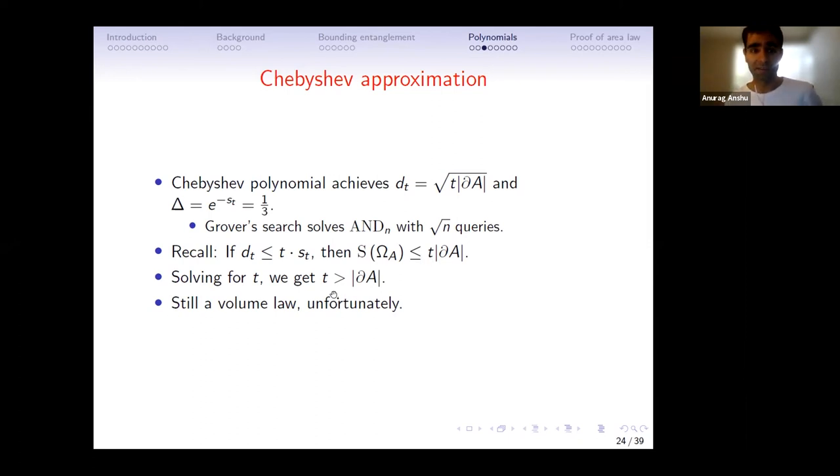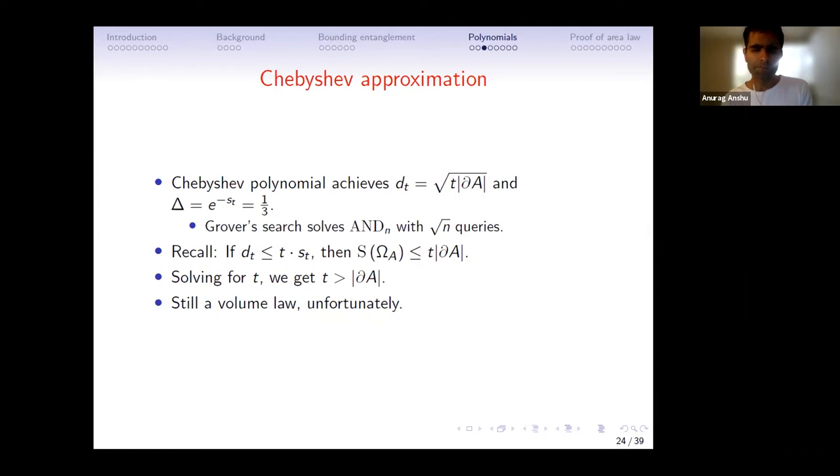And as a result, the Chebyshev approximation, which works very well in 1D, where the area is one, a constant, so nothing matters. In higher dimensions, especially in 2D, we get the square of the area, and that's a volume. And unfortunately, Chebyshev polynomial approximation doesn't work for 2D, but it works very well for 1D. And it's very core to all the good results that I discussed earlier.